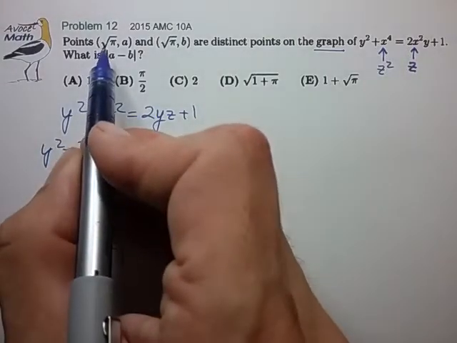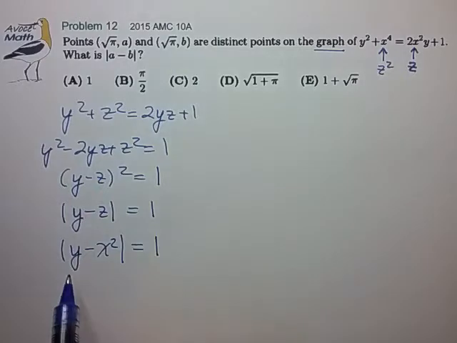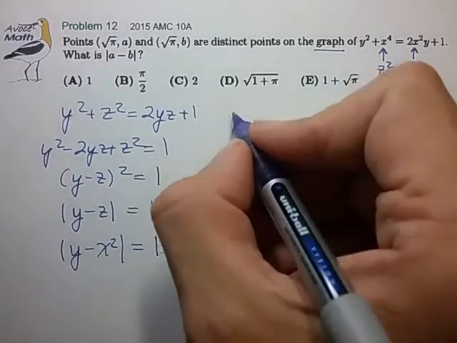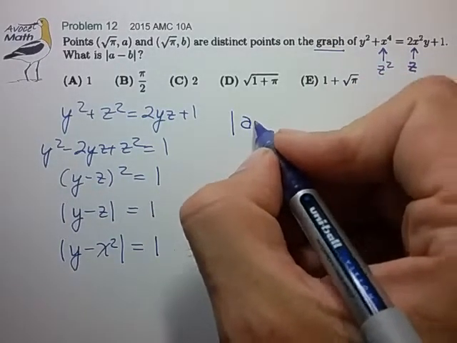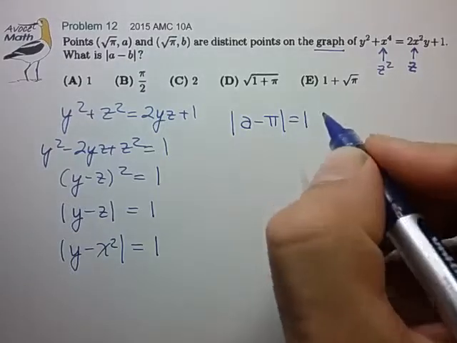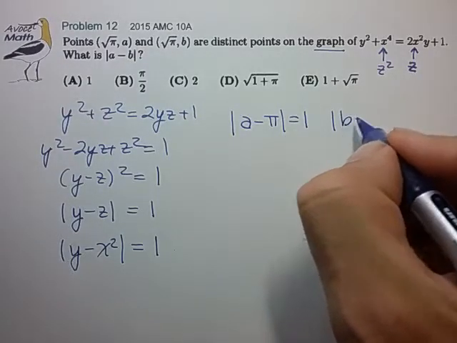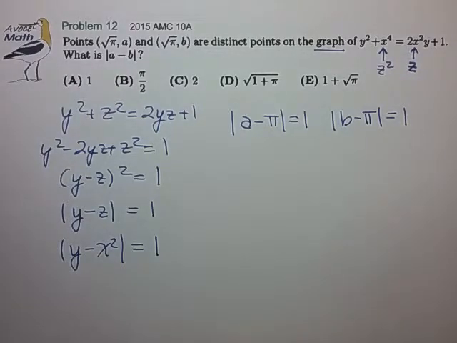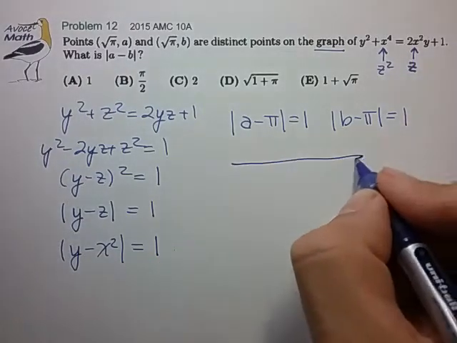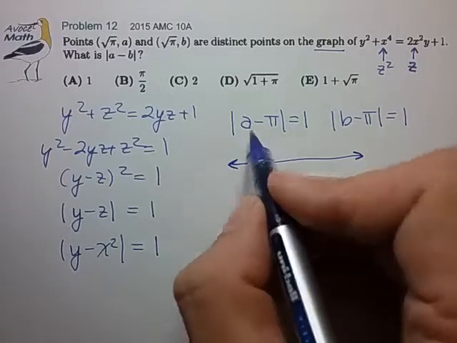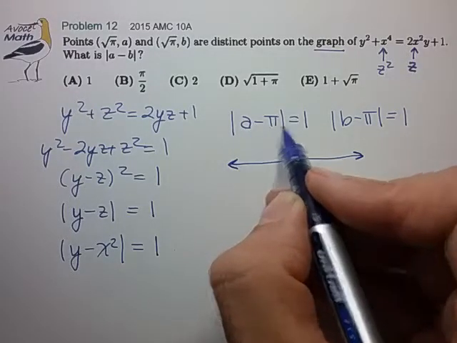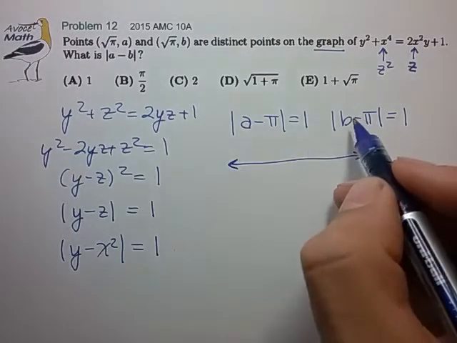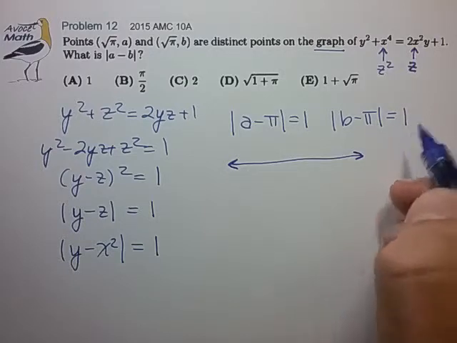So let's put in the points root pi a and root pi b into this expression, and that gives us that absolute value of a minus pi is equal to 1, and absolute value of b minus pi is equal to 1. And this might be easier to see on a number line. It looks like we have a number line where the distance from a to pi is equal to 1, and the distance from b to pi is also equal to 1.